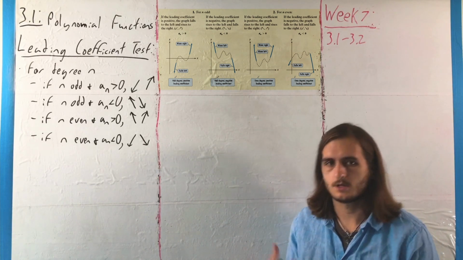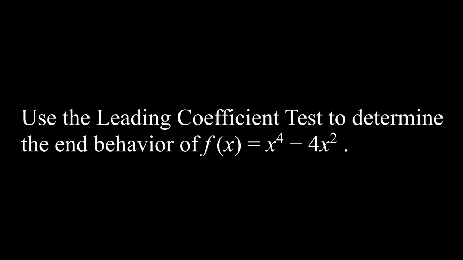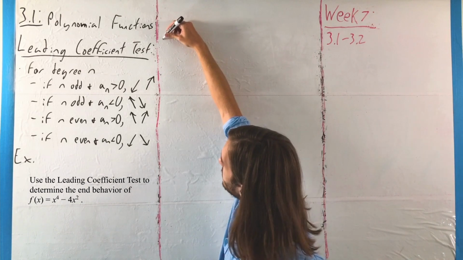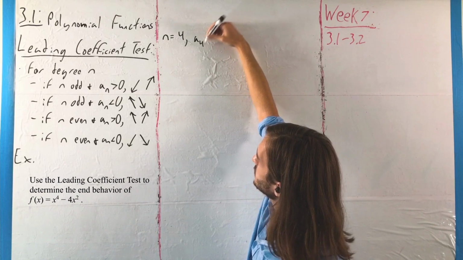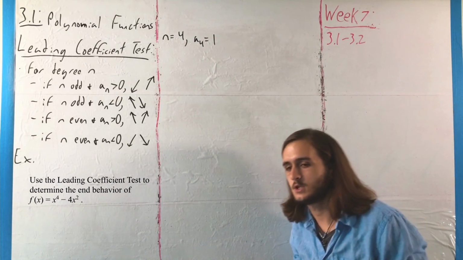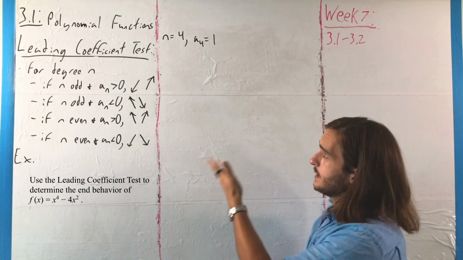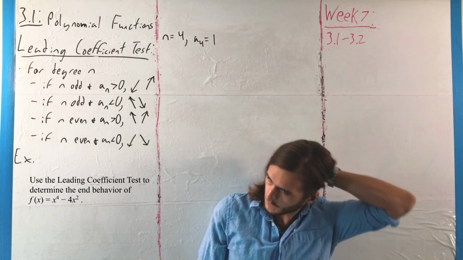So let's get an example here to see how this works. For this example, we're going to use the leading coefficient test to determine the end behavior of the function x to the fourth minus 4x squared. So here we want to use the leading coefficient test. That means we need to identify what n is. Here n is equal to 4, and then an, which here would be a4, is equal to 1. We call it a4 because that's the term attached to the value with n equals 4. You can just say it's the leading coefficient if you don't want to be too picky about that particular part.